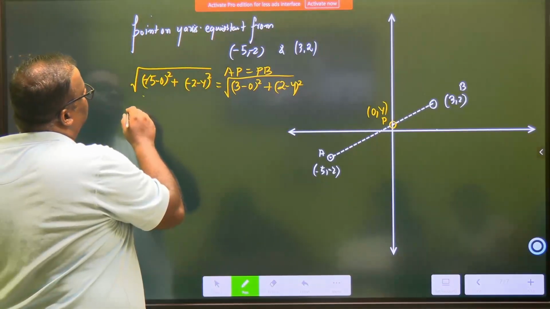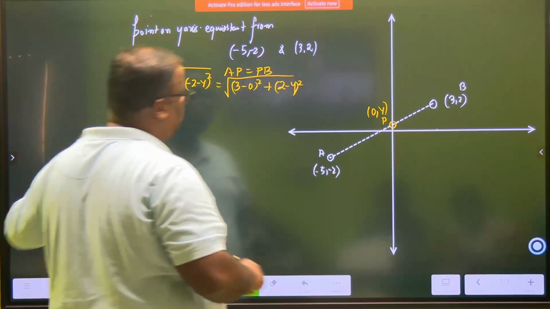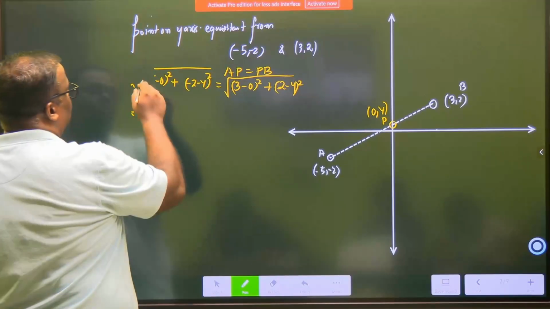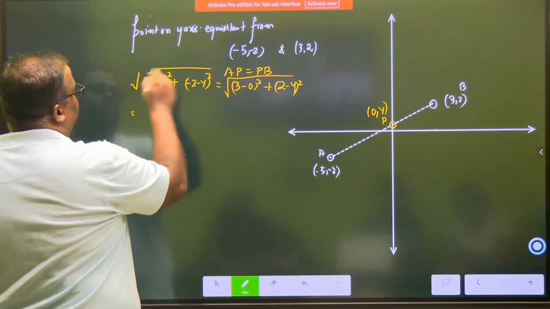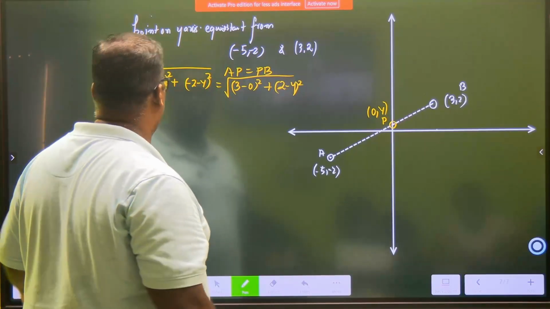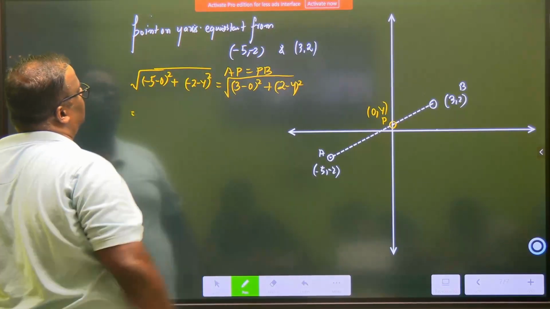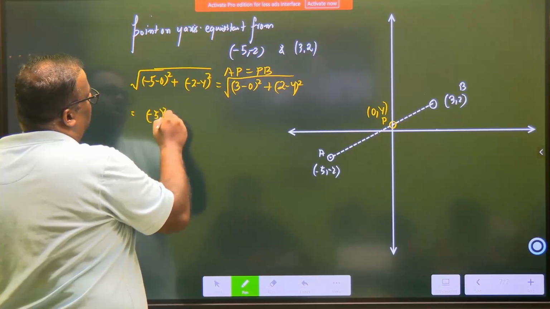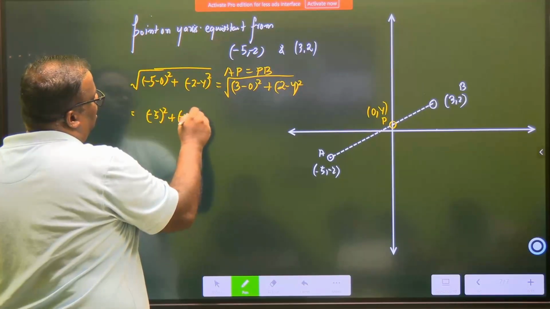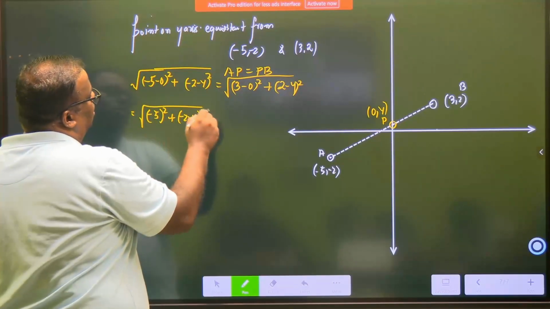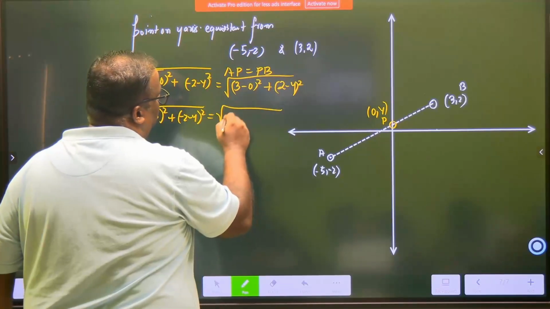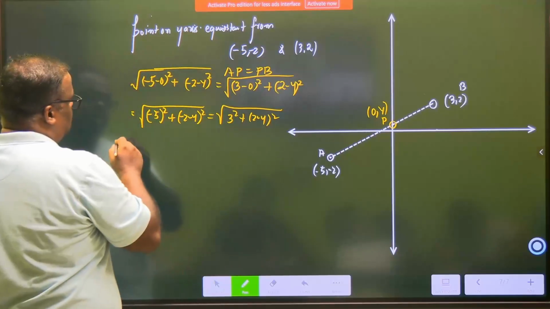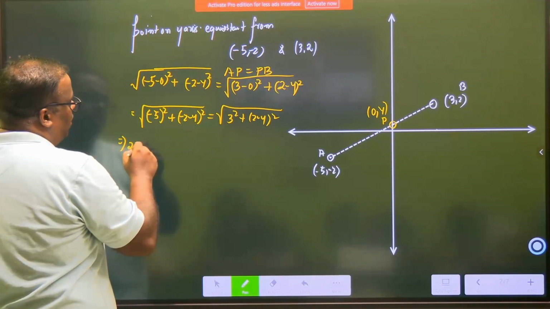This was -5. This is (-5)² + (-2 - y)² = 3² + (2 - y)². Then you do squaring both sides, then what will you get? 5 squared will become 25. Okay.